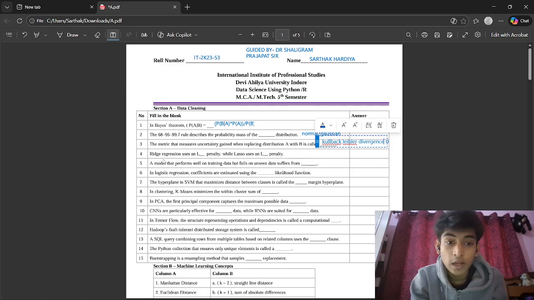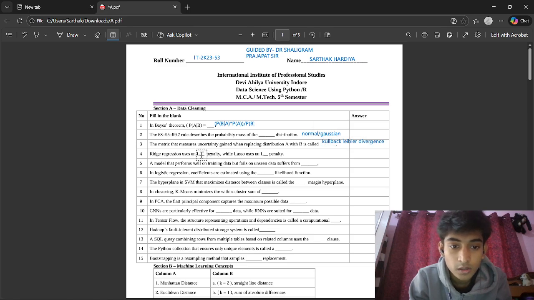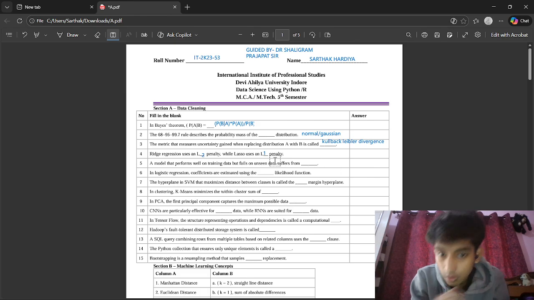Fourth is ridge regression using an L dash penalty while lasso using an L dash penalty. So we know that ridge and lasso regression are regularization techniques used for methods which do overfitting, or it is used to add penalties to the cost function. So we know that ridge regression uses L2 penalty while lasso uses L1 penalty. Let me write here. It uses L2 and lasso uses L1, which is mod 1, right?